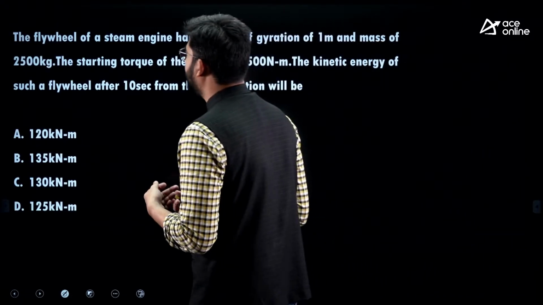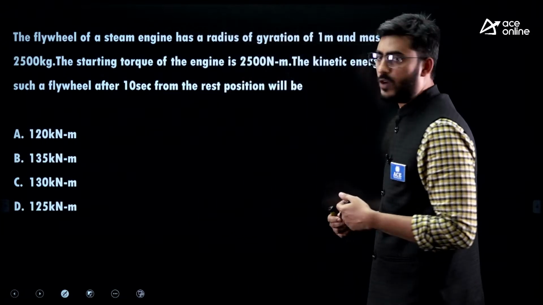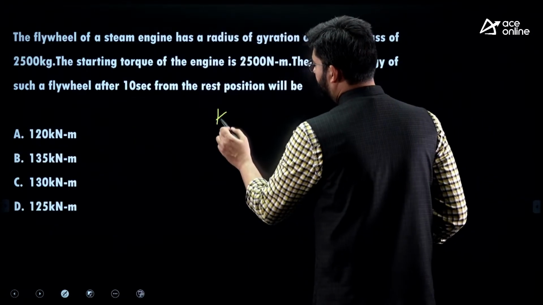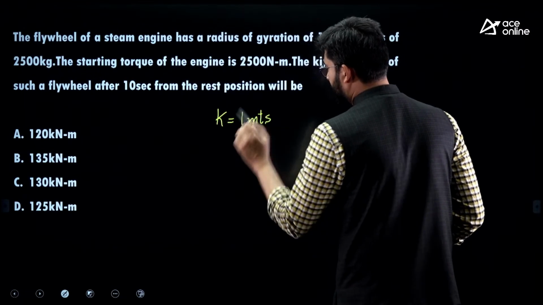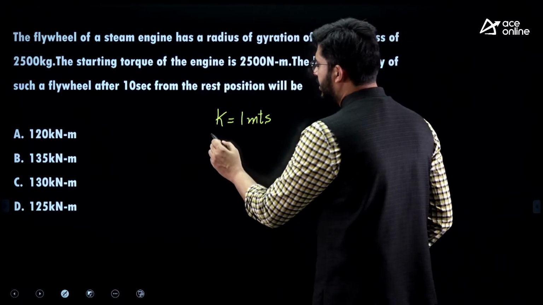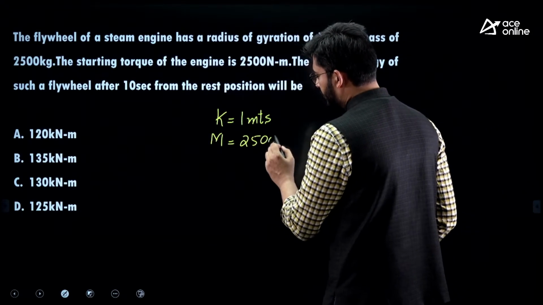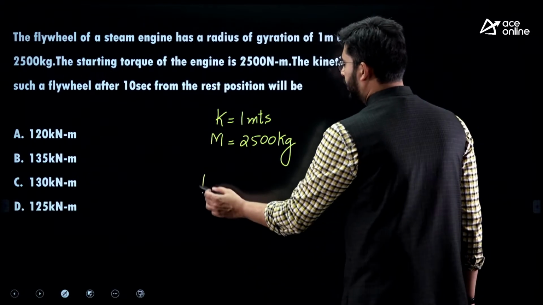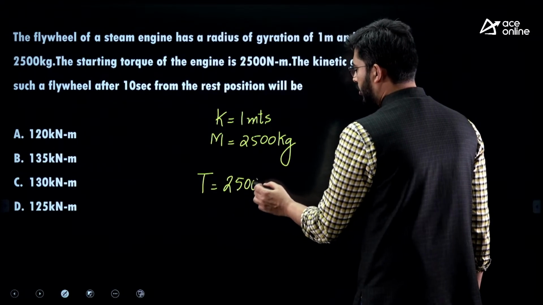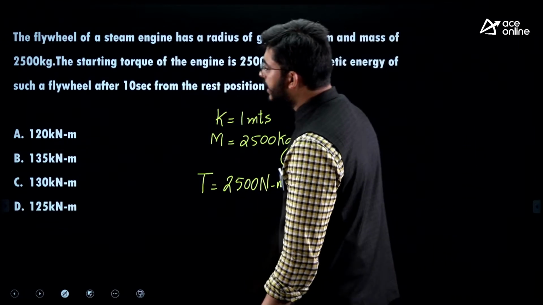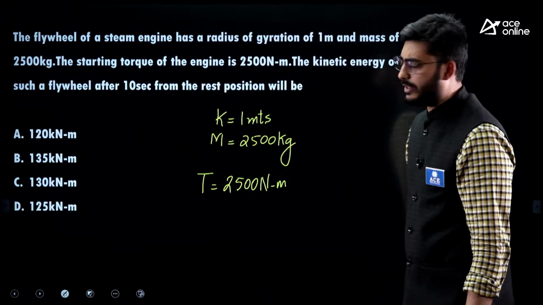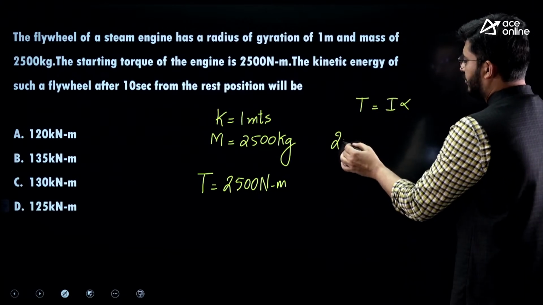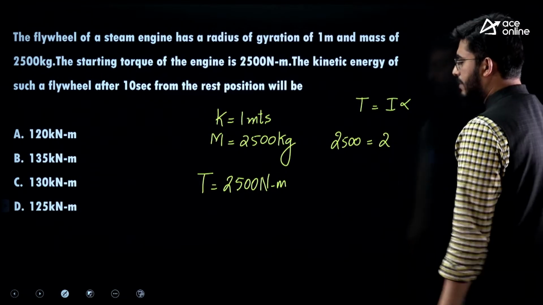A flywheel of a steam engine has a radius of gyration of 1 meter and a mass of 2500 kgs. So the radius of gyration is given as k equal to 1 meter, and the mass of the flywheel is 2500 kgs. Now guys, the starting torque is equal to 2500 Newton meters. We need the kinetic energy of the flywheel after 10 seconds. Standard relations you are supposed to use here. Torque is equal to I alpha. Torque is given as 2500. I is equal to mk square.